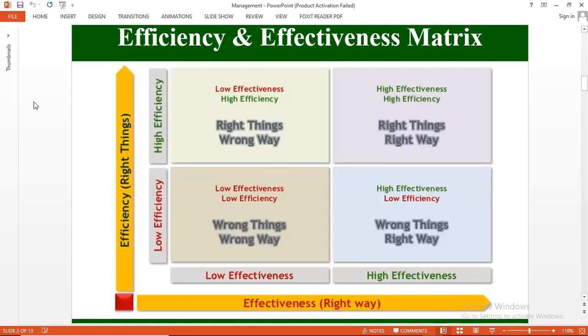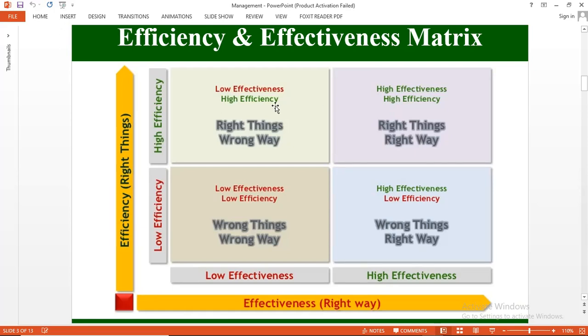Moreover, we further discuss the efficiency and effectiveness matrix, in which the y-axis shows efficiency, that is, the right things, and the x-axis shows effectiveness, that is, the right way. So it is divided into four quadrants. The first one we call high effectiveness and high efficiency, in which the right thing is done in the right way. The x-axis starts at low effectiveness and moves forward to high effectiveness. In the first quadrant, the situation is high effectiveness and high efficiency.